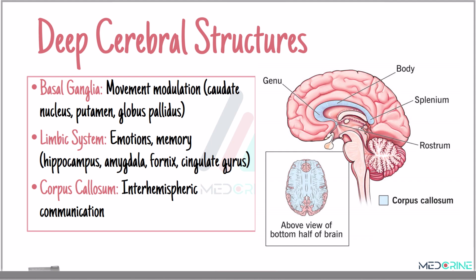Within the cerebrum, we have some key deep cerebral structures known as the subcortical structures. These structures include the basal ganglia, which comprise the caudate, the putamen, and the globus pallidus. These structures regulate movement initiation and suppression. Then we have the limbic system, comprising the hippocampus, amygdala, and the cingulate gyrus. This system is central to emotion and memory function. And lastly, we have the corpus callosum that facilitates communication between the two hemispheres.